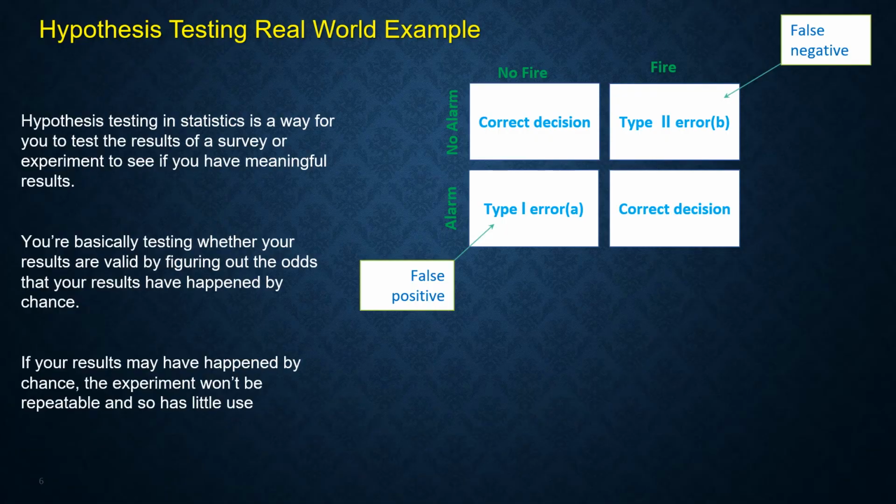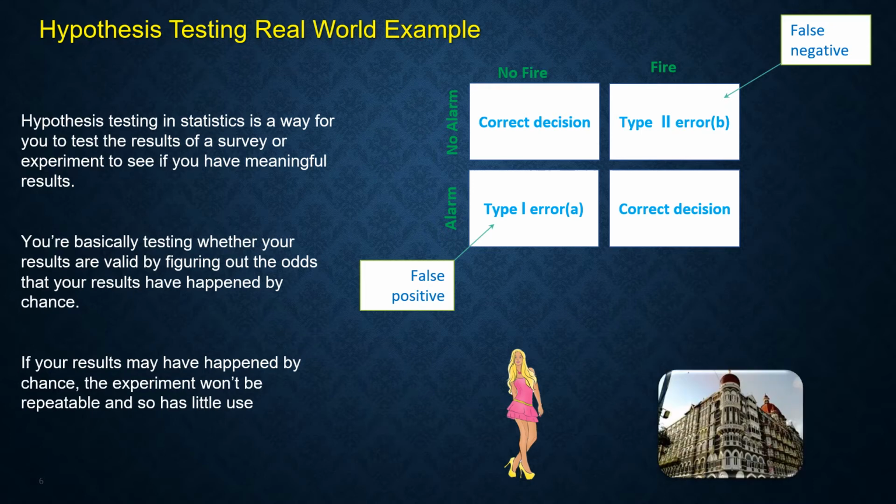Think about this girl staying in a hotel which has an emergency fire alarm system. There are 4 possibilities. No alarm, no fire. Alarm rings and there is a fire. Both these cases are true or positives.